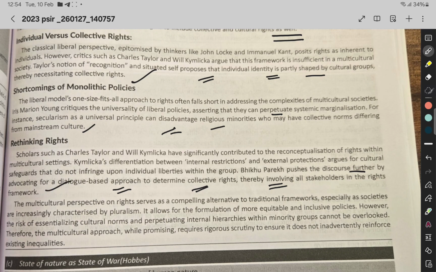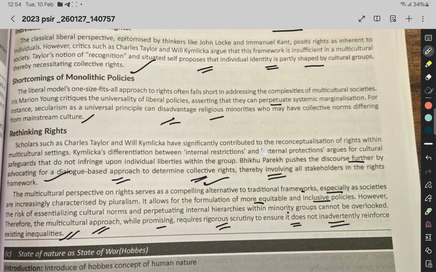the rights framework. The multicultural perspective on rights serves as a compelling alternative to the traditional framework, especially as societies are increasingly characterized by pluralism. It allows for the reformulation of more equitable and inclusive policies. However, the risk of essentializing cultural norms and perpetuating internal hierarchy within minority groups cannot be overlooked. Therefore, the multicultural approach, while promising, requires rigorous scrutiny to ensure it does not inadvertently reinforce existing inequalities.